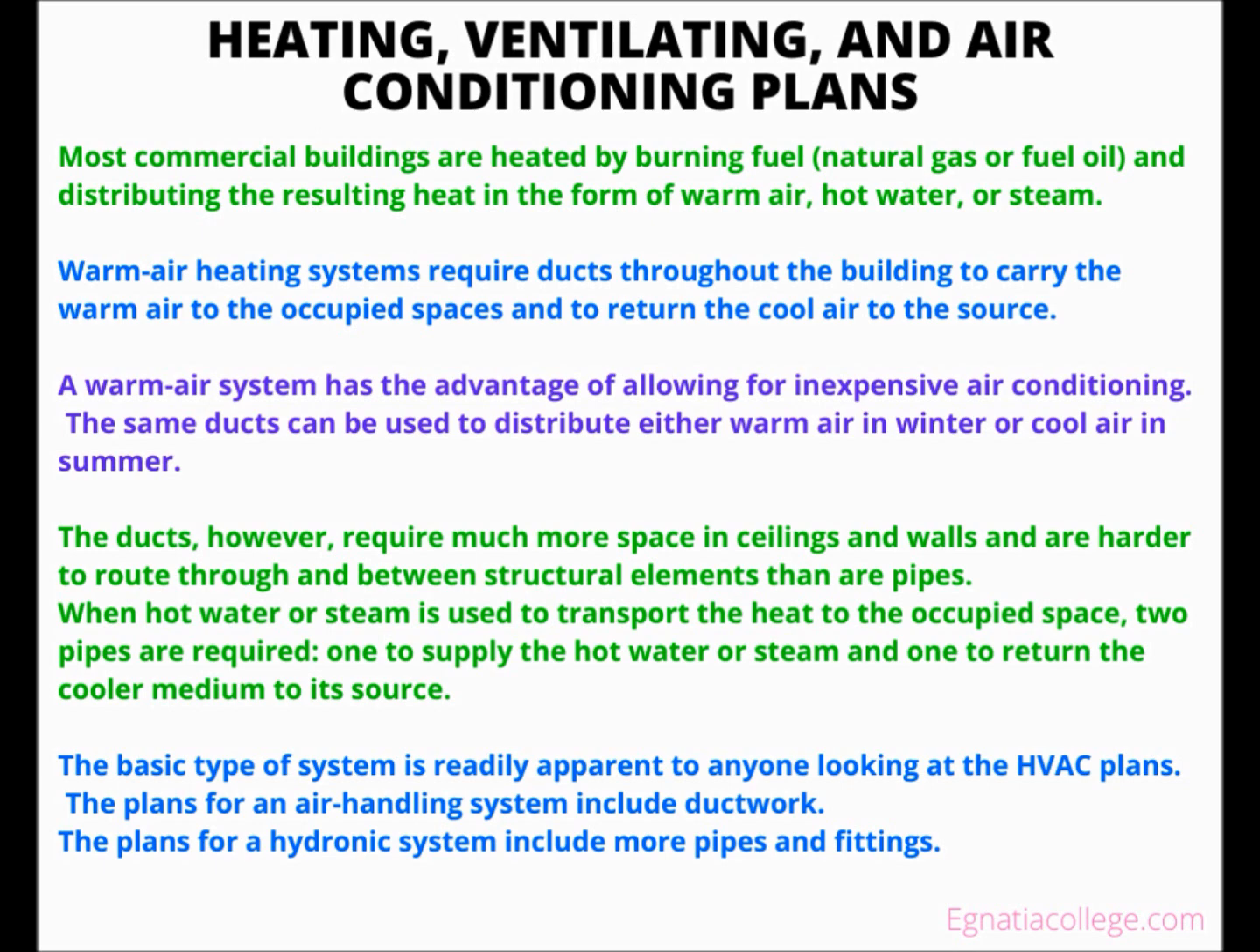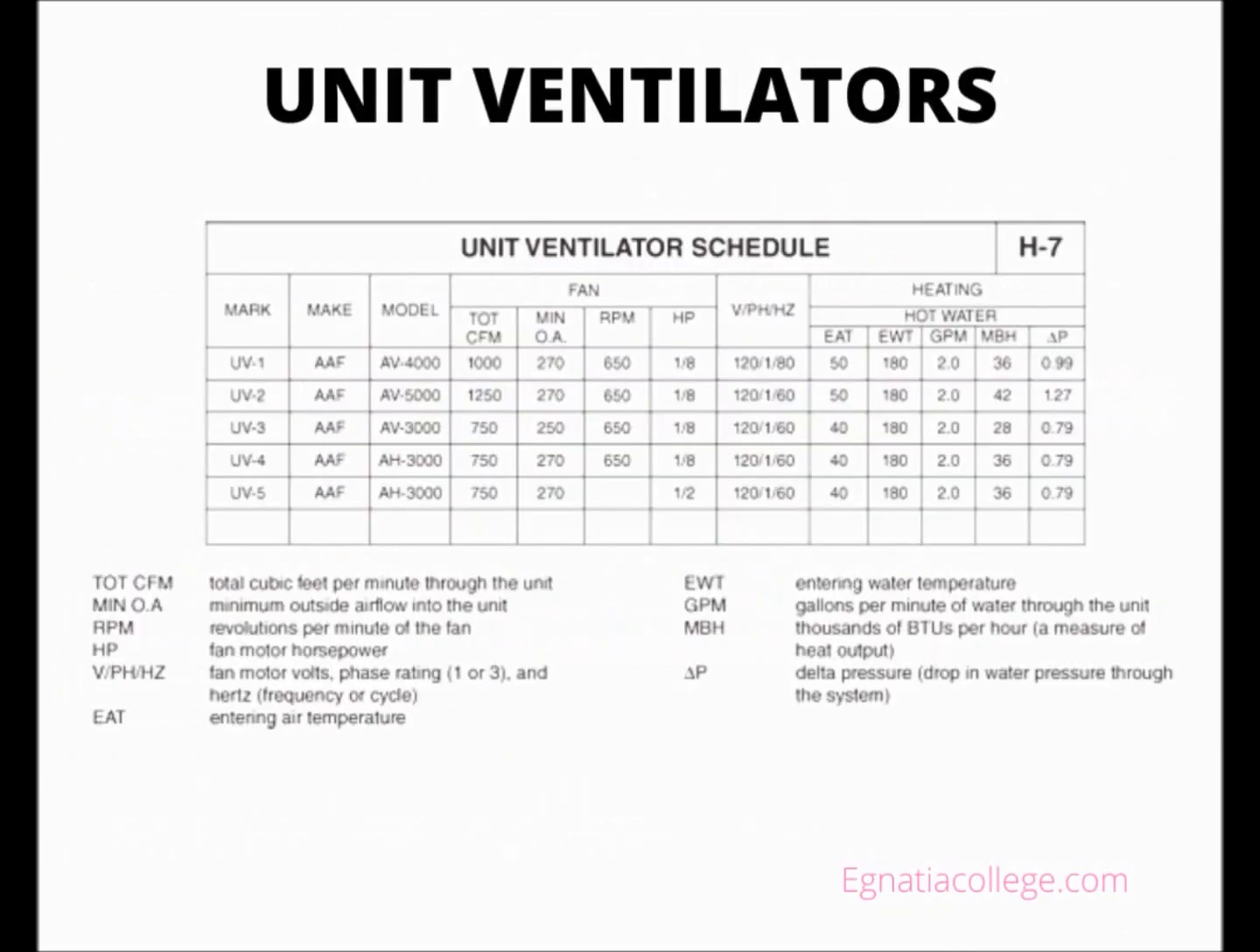The ducts, however, require much more space in ceilings and walls and are harder to route through and between structural elements than are pipes. When hot water or steam is used to transport the heat to the occupied space, 2 pipes are required, one to supply the hot water or steam and one to return the cooler medium to its source. The basic type of system is readily apparent to anyone looking at the HVAC plans. The plans for an air handling system include ductwork. The plans for a hydronic system include more pipes and fittings.